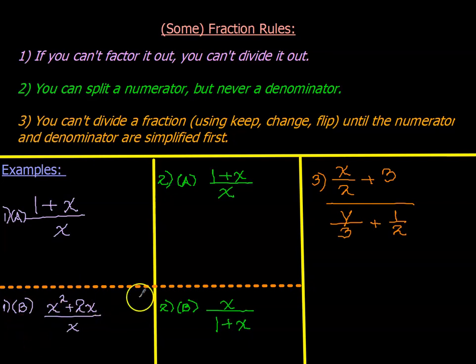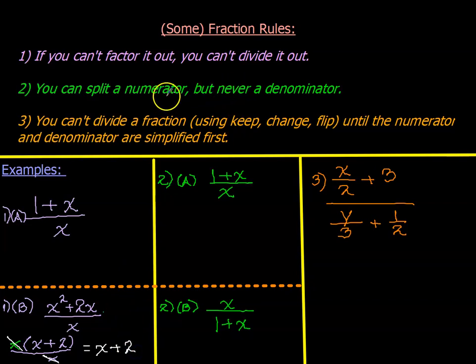The GCF is x. So if I factor x out, meaning I divide it out of each term, if I divide x out of x squared, I'm left with x. Plus, if I take 2x and divide x out, I'm left with 2. And I'm going to bring down the denominator. So from here, since it is factored out, you can divide it out. And the nice thing is that there's no plus or minus signs in the denominator, so there's nothing to factor out. You can just divide out. And that leaves you with x plus 2.